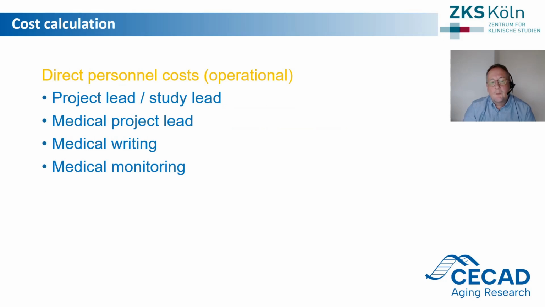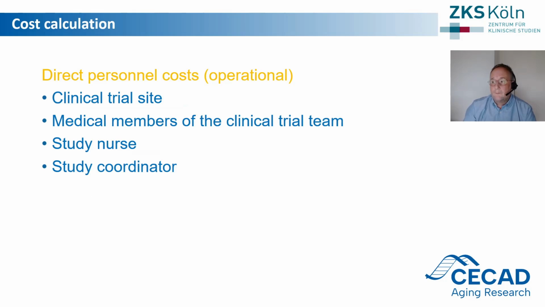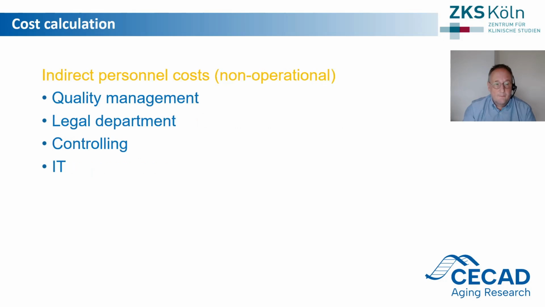So direct personnel costs are operational costs, meaning everybody that is working directly in the clinical trial, like the project lead, the study lead, medical project lead, medical writing, medical monitoring, project management, monitoring, data management, safety, biometrics, the costs for the clinical trial site itself, the medical members of the clinical trial team, the study nurses, the study coordinator.